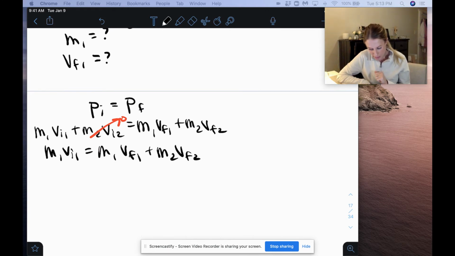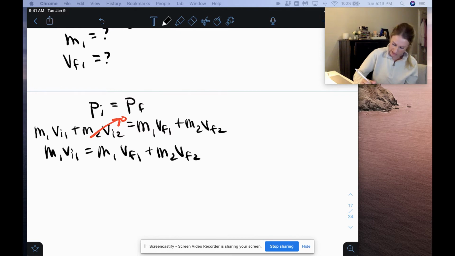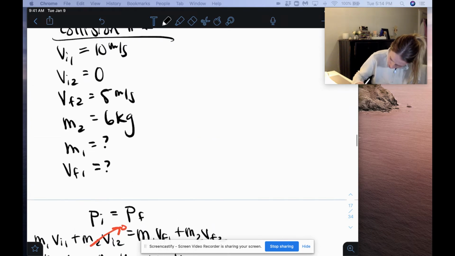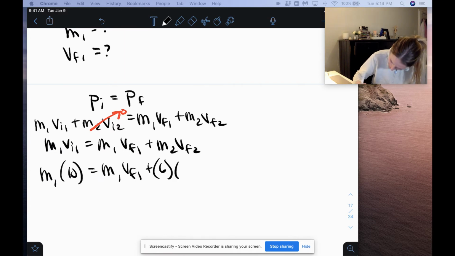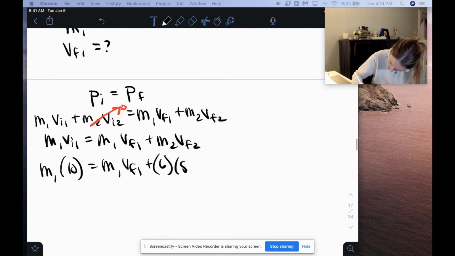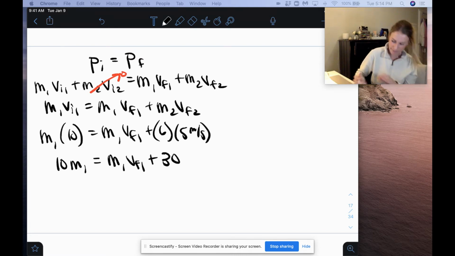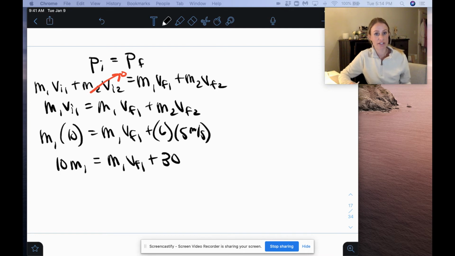Now, of course, we know a couple things here. We know the final velocity of mass 2. We know the mass of mass 2. We also know the initial velocity of mass 1, so I can plug those things in. So I get mass 1 times 10 meters per second equals mass 1 times v final 1 plus mass 2, which was 6 kilograms, times final velocity of 2, which was 5 meters per second. So here we get 10 m1 equals m1 v final 1 plus 30. All right, so there's our conservation of momentum. Now we can't do much else with this because we don't know what mass 1 is and we don't know what final velocity of 1 is.